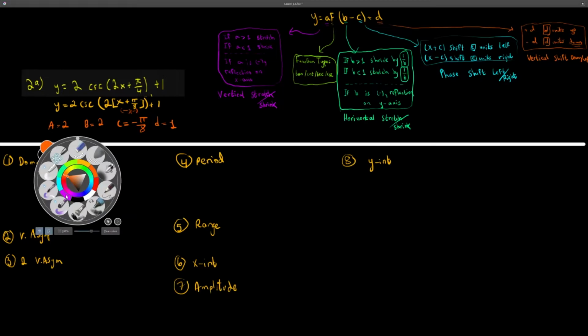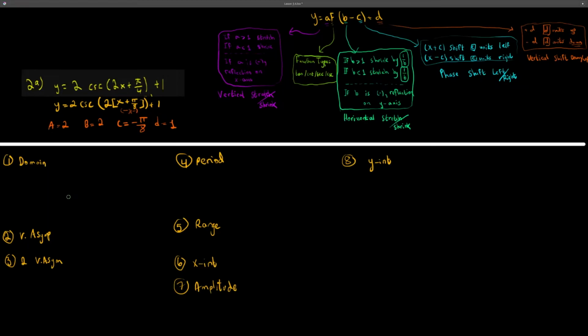Now let's start with the domain. Now the domain of cosecants in general are multiples of pi. So knowing this, we can do bx plus c not equal to n pi. And we should mention that n belongs to all real numbers. Now, just quickly substituting this formula.